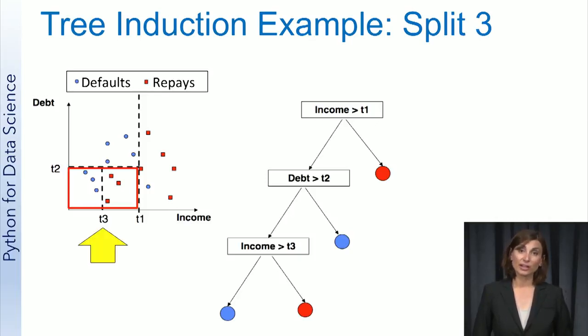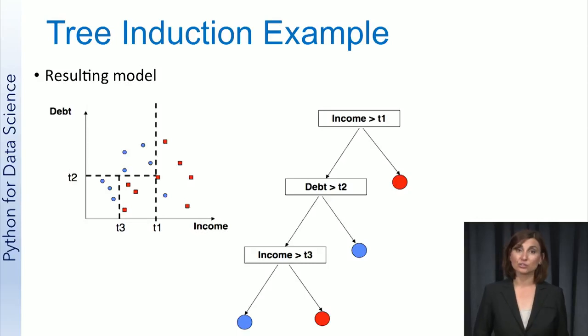The third and final split looks at how to split the region outlined in red in the left diagram. The best split is specified by the boundary with income equals T3. This splits the red region into two pure subsets. The split is represented in the decision tree by adding a node with condition income is greater than T3, and the left resulting node is labeled blue and the right resulting node is labeled red, corresponding to the resulting subsets with the red border in the left diagram.